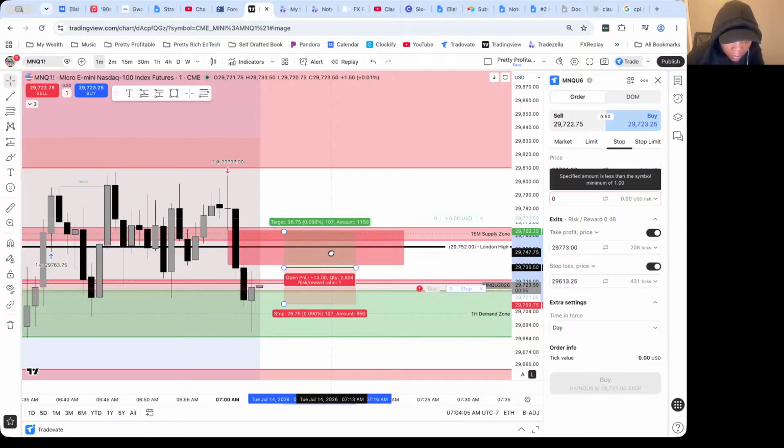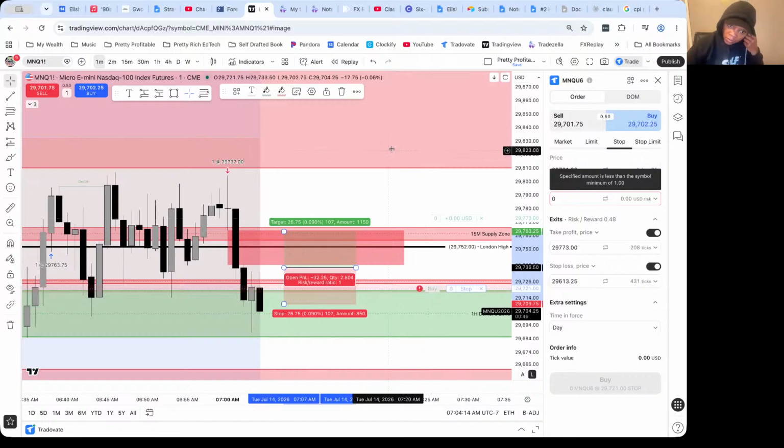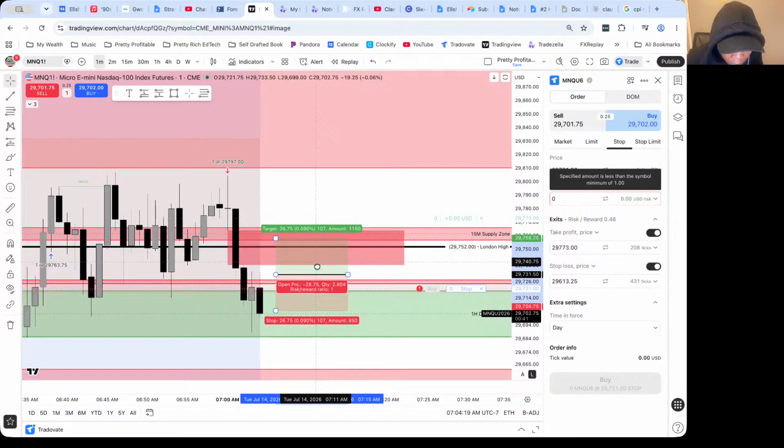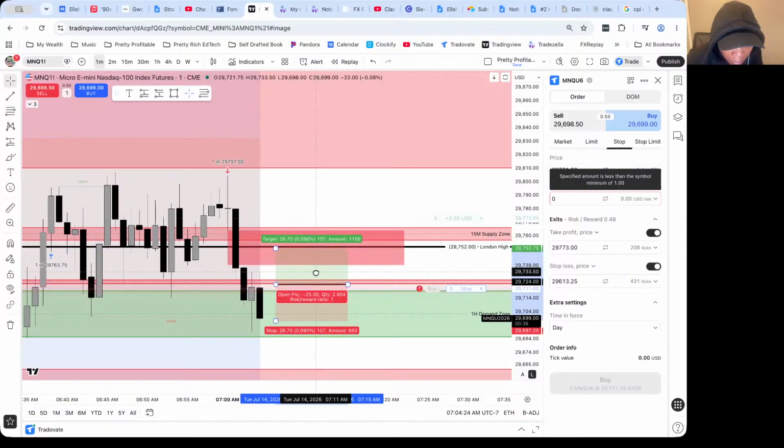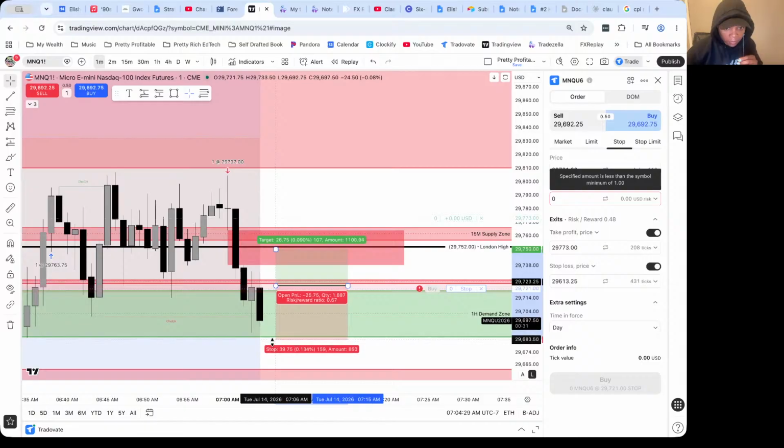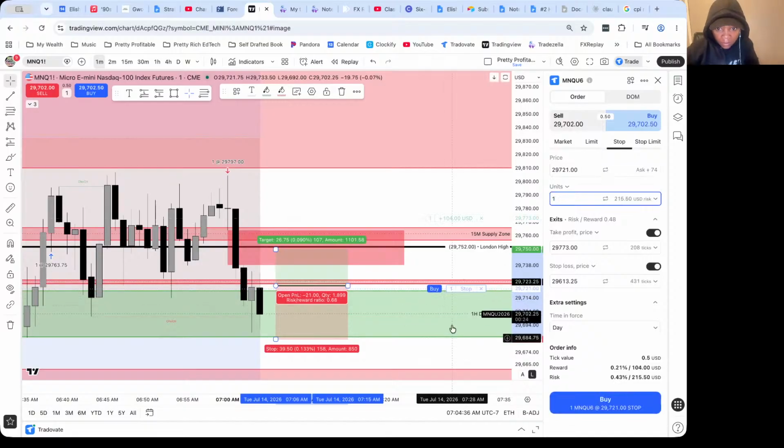Oh, I can enter. So this is the rejection candle. If this candle closes above it, or any candle that closes above it, that would be my entry. So let's use, we're going off the body. My stop will be here. TP's up here.